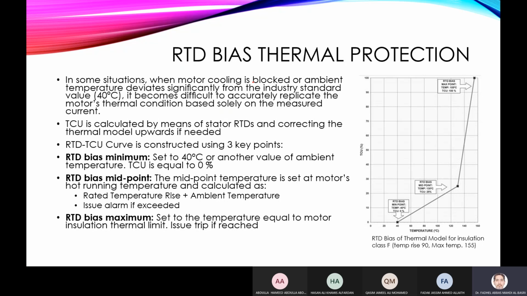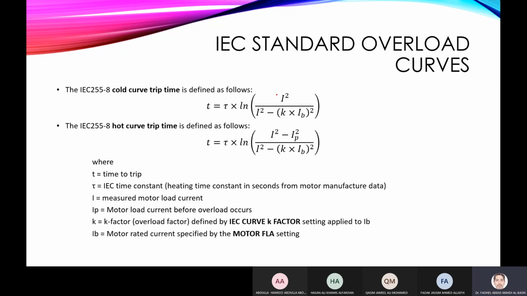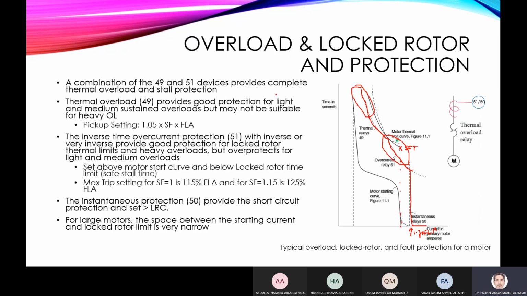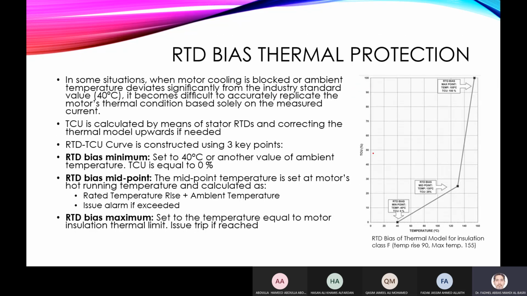The RTD bias, we can combine it for alarming, or we can combine it with the thermal model as an additional bias. There are also different settings. We can set it at 40 degrees, when the temperature is at 40 degrees.